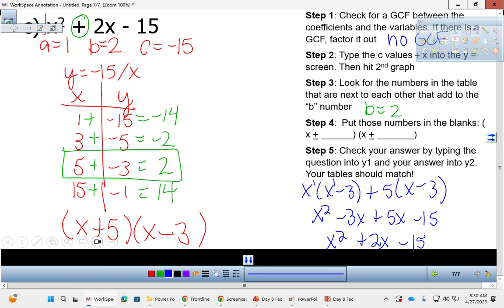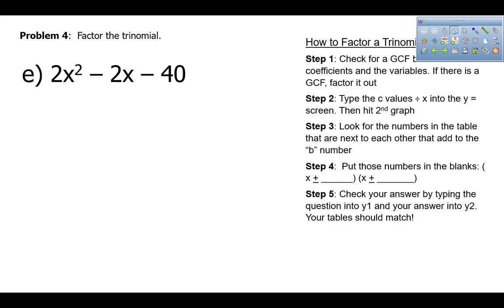All right, last example we're going to do together is this one. What's different? A doesn't equal 1, does it? All right, so if A doesn't equal 1, I want to try to make A equal 1. There's a GCF here, okay? Let's think about the numbers that multiply together to be 2. So, 1 times 2. The numbers that multiply together to be 40. There's a lot of them. Is there a 2? Yes.